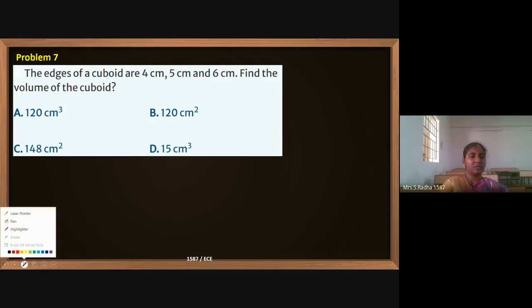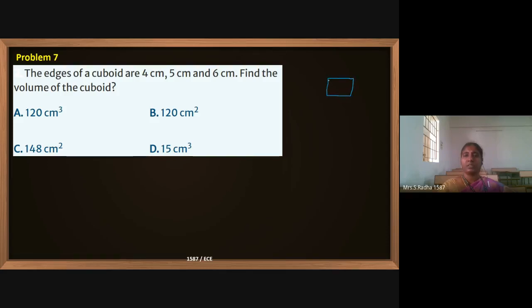So let us check the volume of the cuboid. We will try to draw the diagram of the cuboid. This is the front face. If you take something like this, this is length, this is breadth, and this is height. If L, B, H are equal, it is called a cube. If they are not equal, then it is called a cuboid.